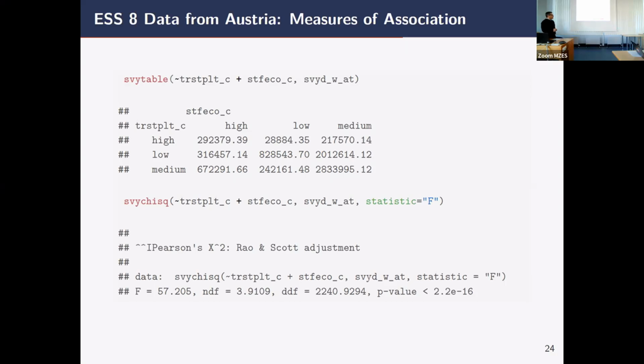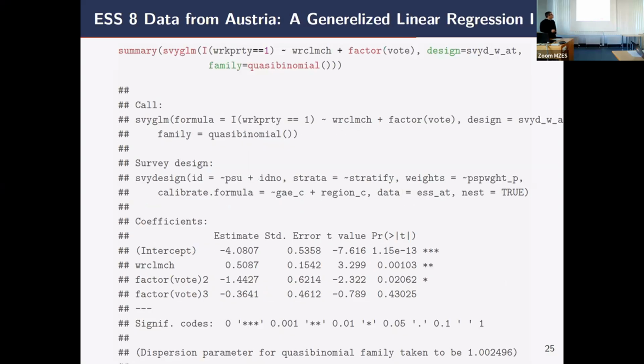So again, we see that these things are not independent of each other. One more example is using a survey GLM. This is generalized linear regression, which is also implemented in the survey package.